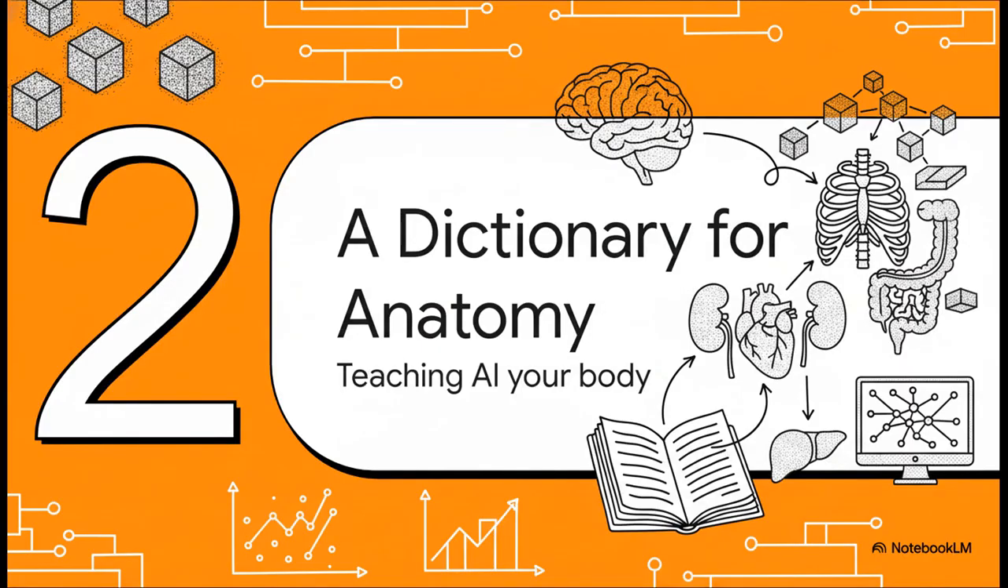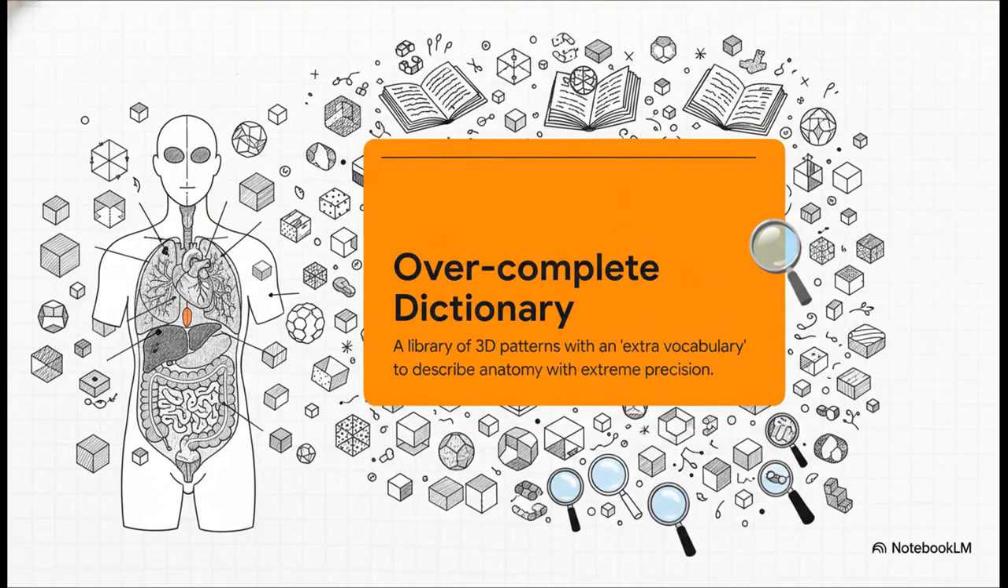Okay, so now we have all these tiny, noisy cubes of data. What's next? Well, this is where the real magic happens. To clean them up, we first have to teach the computer the language of the human body. We need to build it what you could call a dictionary for anatomy. And that brings us to this incredible concept called an overcomplete dictionary.